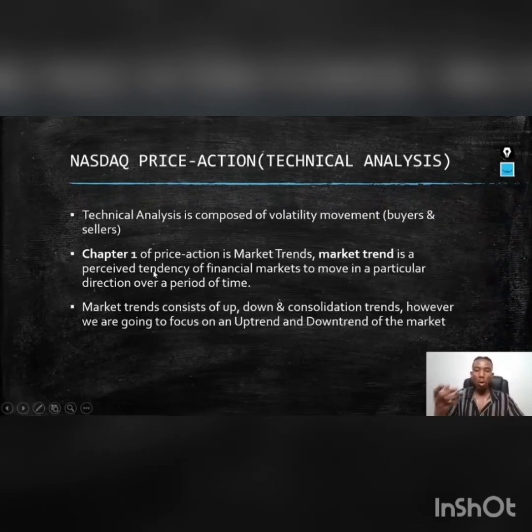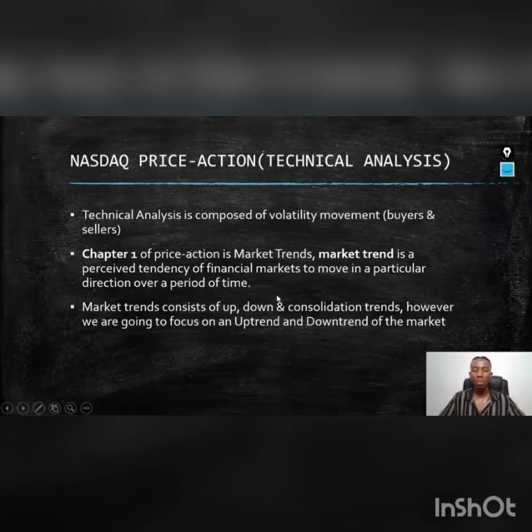So firstly, what we understand in forex trading is that there's a lot of information out there, however, it's unstructured. So we found a way to teach you in a manner that's easier to understand. So what is chapter 1? Chapter 1 of price action is market trends. What is a market trend? A market trend is a perceived tendency of financial markets to move in a particular direction over a period of time.